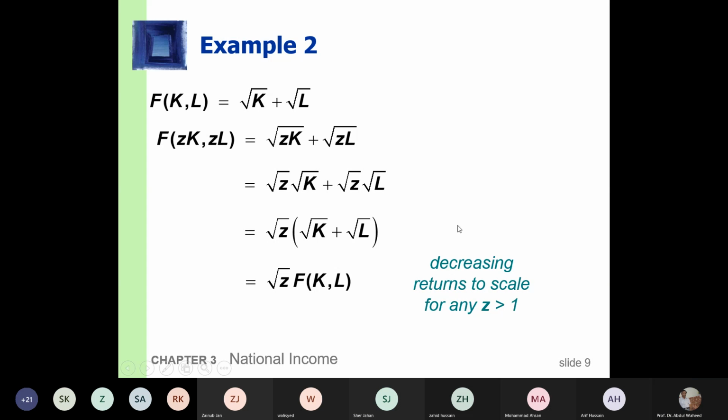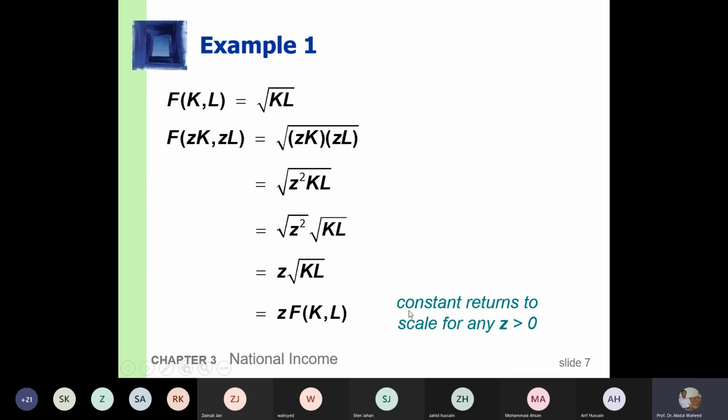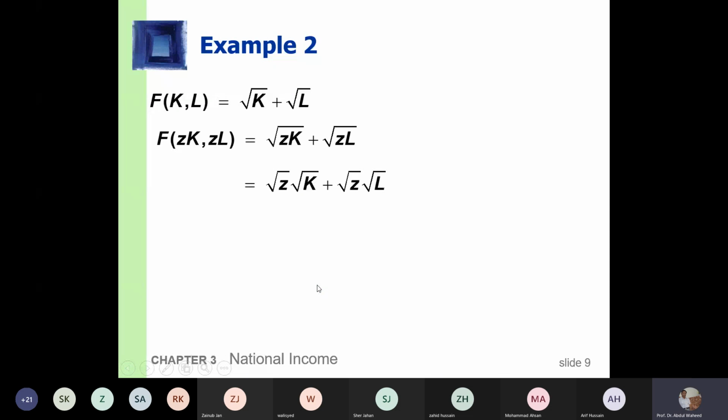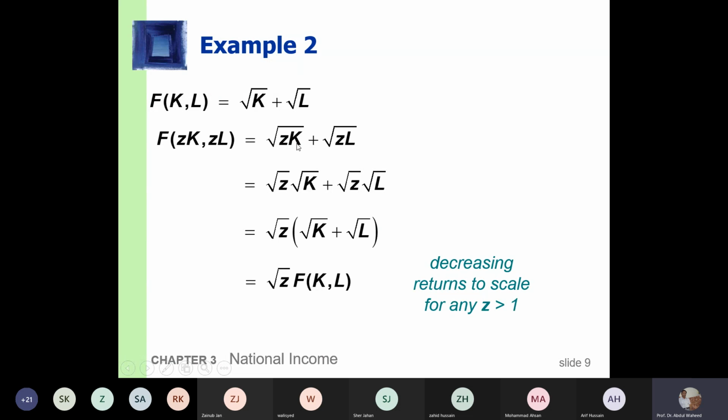ना? देखा आपने? Okay. So before, in this case we have constant returns to scale. Okay, because it's the same. But here we have decreasing returns to scale, because if z is 16%, output will not increase by 16%. Output will increase by square root of 16. So square root of 16 is 4%. That's why we have decreasing returns to scale. So it means if we increase all inputs by 16%, output is increasing by 4% in this production function.